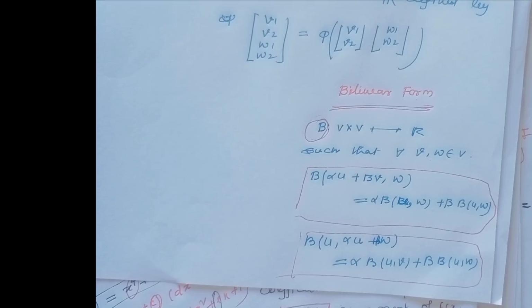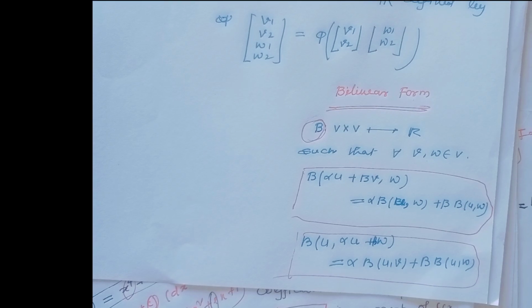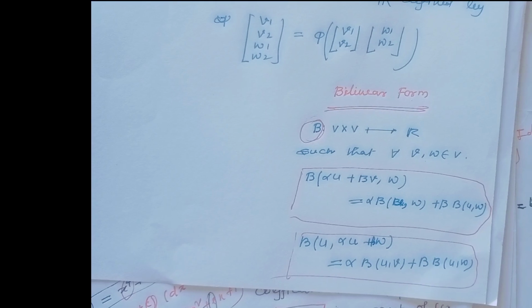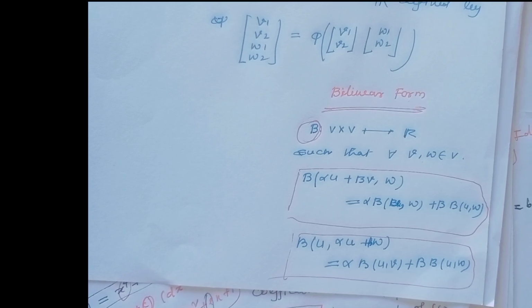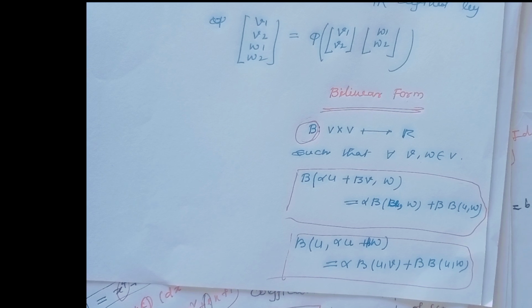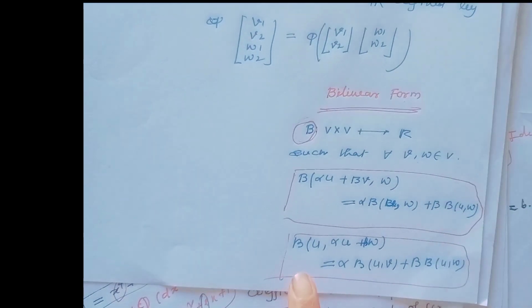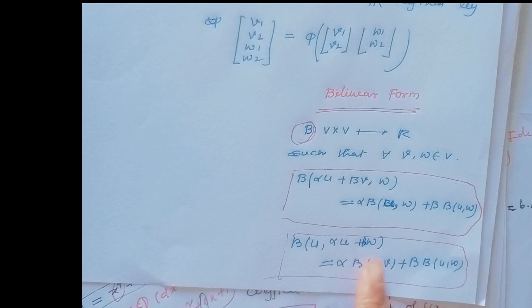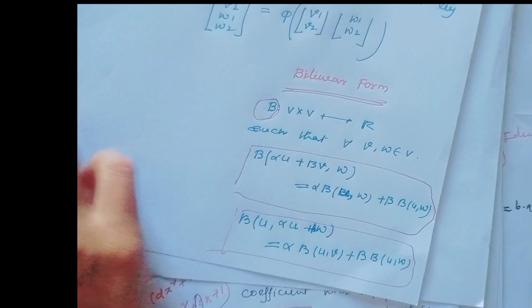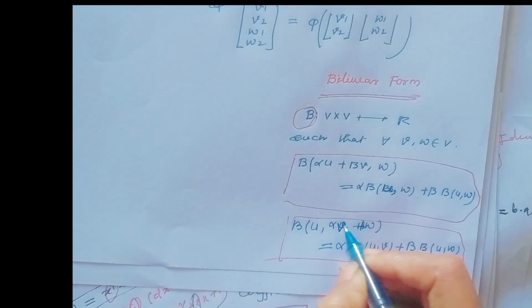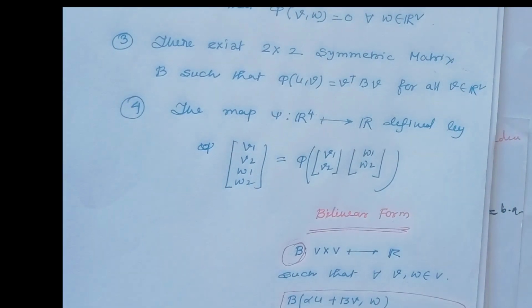Definition of bilinear form: B is a mapping from vector space cross vector space to R such that for all u, v, w belonging to this vector space, B(alpha u plus beta v, w) equals alpha B(u, w) plus beta B(v, w), and B(u, alpha v plus beta w) equals alpha B(u, v) plus beta B(u, w). Then this is called a bilinear form.